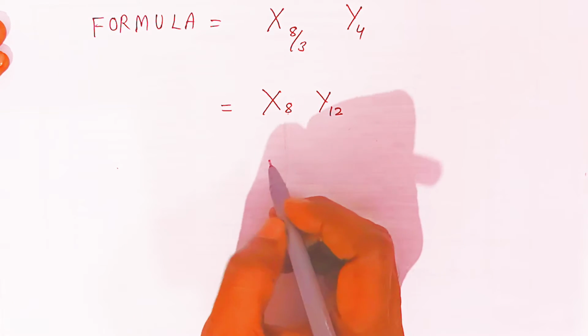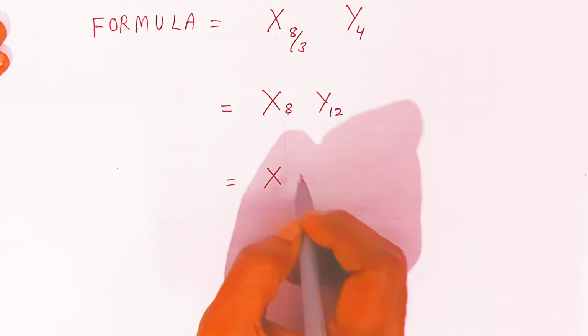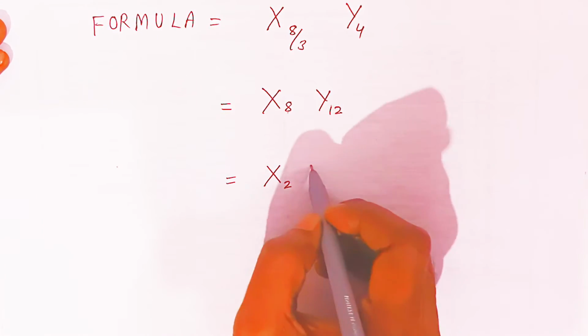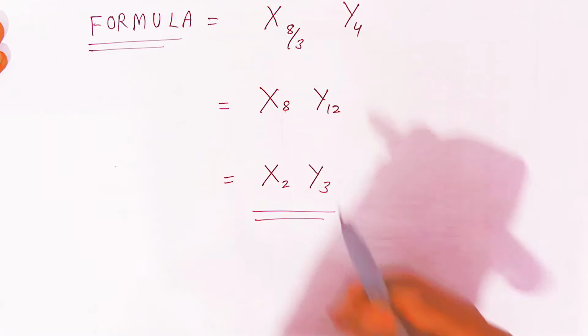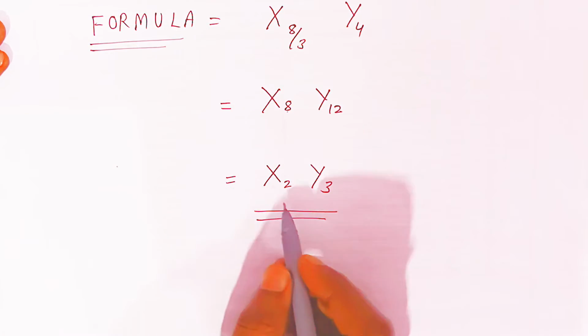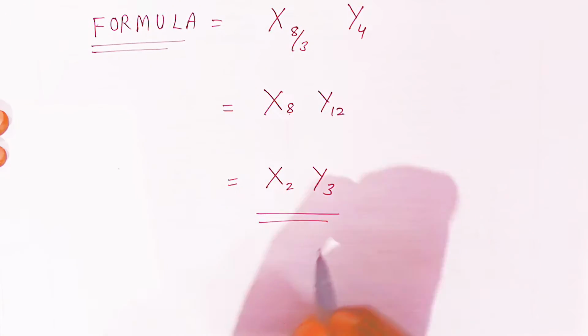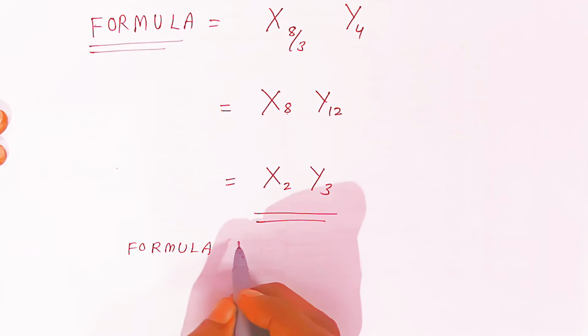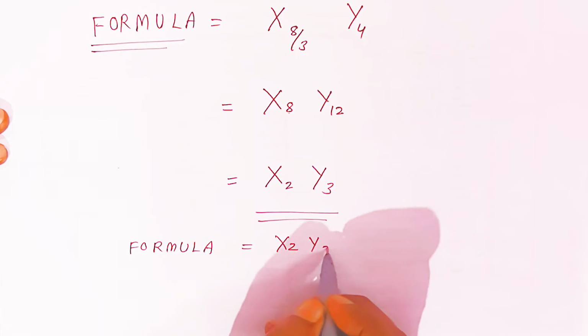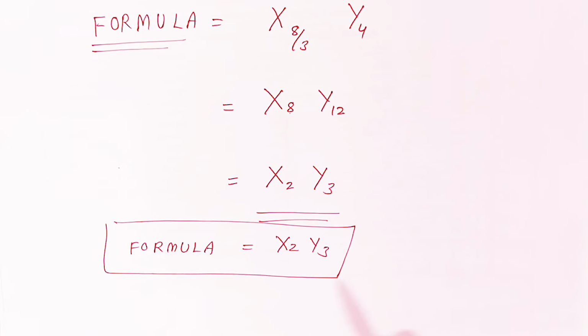Now here students, you have to simplify both 8 and 12 by dividing with 4. So 4 2s are 8 and 4 3s are 12. So this is the possible formula of this compound. This way you can write the formula, students, that is X2Y3. At last you have to write the formula as X2Y3. These are very important, students, very simple.